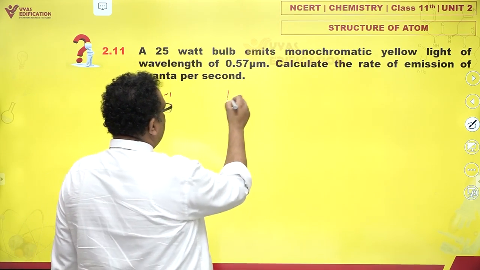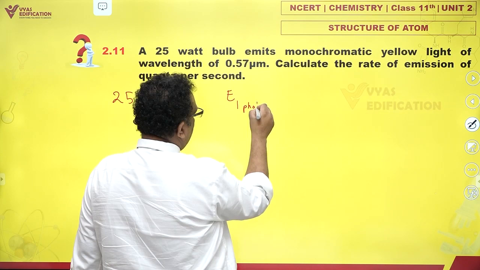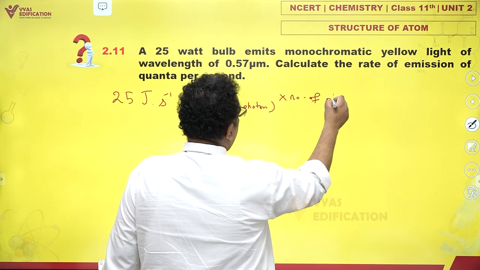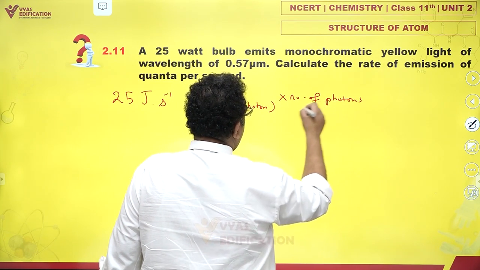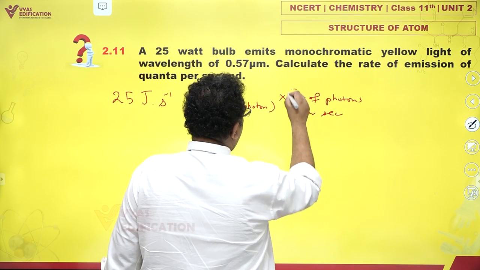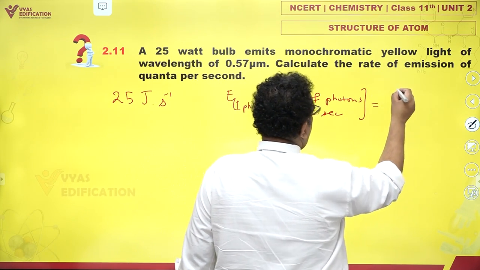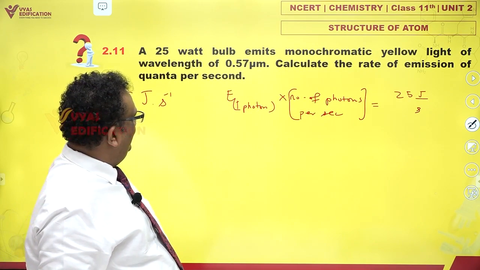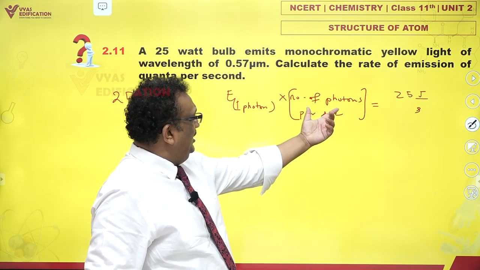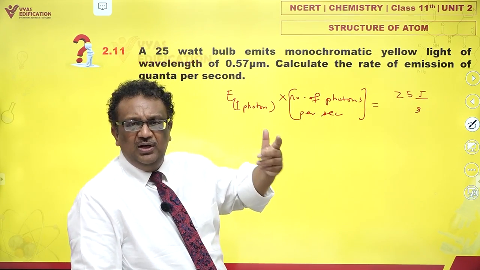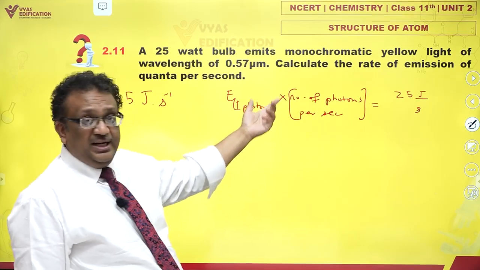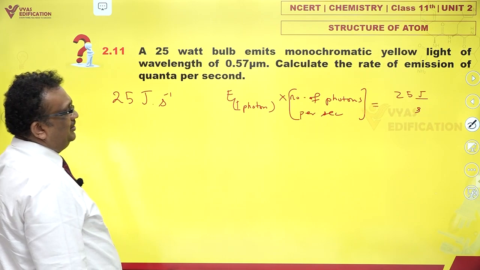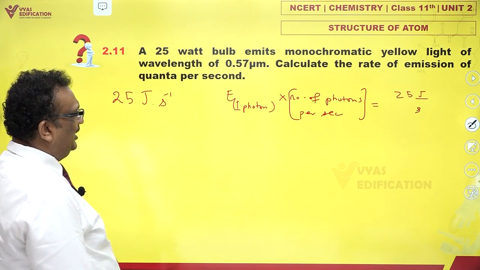That means the energy of 1 photon multiplied by the number of photons per second will give me 25 joules per second, right? That's easy. I'm supposed to find the number of photons per second. Photons are quanta, so the number of quanta per second. Per second means rate of emission. So I just have to find the energy of one photon. How much is that? Could I find that? Yes, I guess I can.